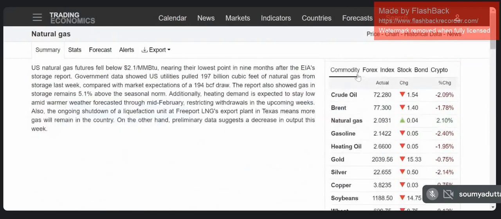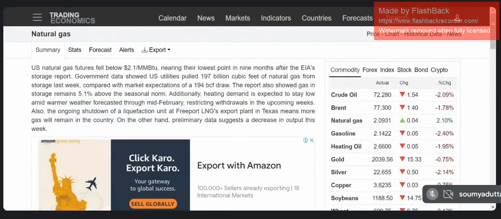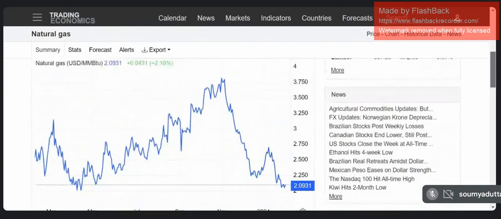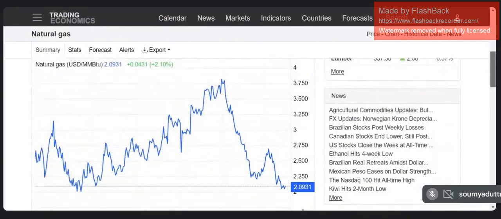Then another important thing, natural gas. Now, what is the significance of natural gas? What is natural gas used for? Any idea? Household? Why do we need natural gas? Natural gas, the pipe gas, is natural gas, right? That is not natural gas. That is your LPG, liquefied petroleum gas.